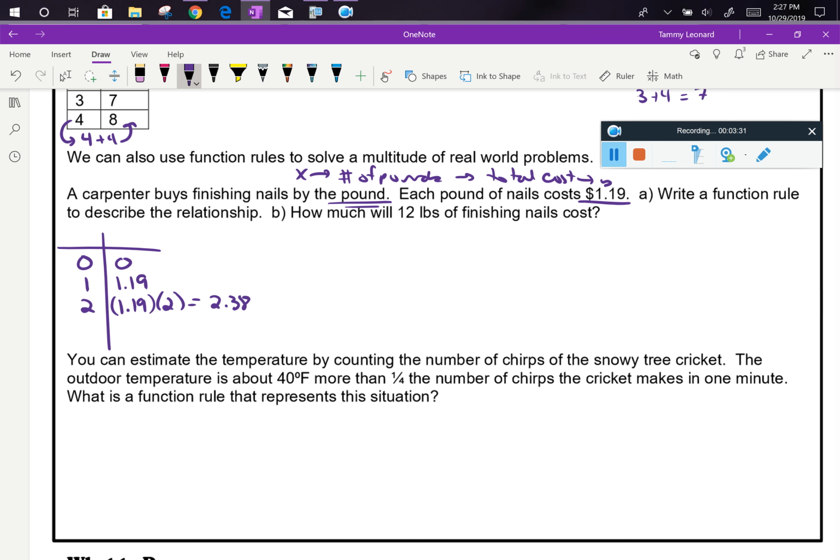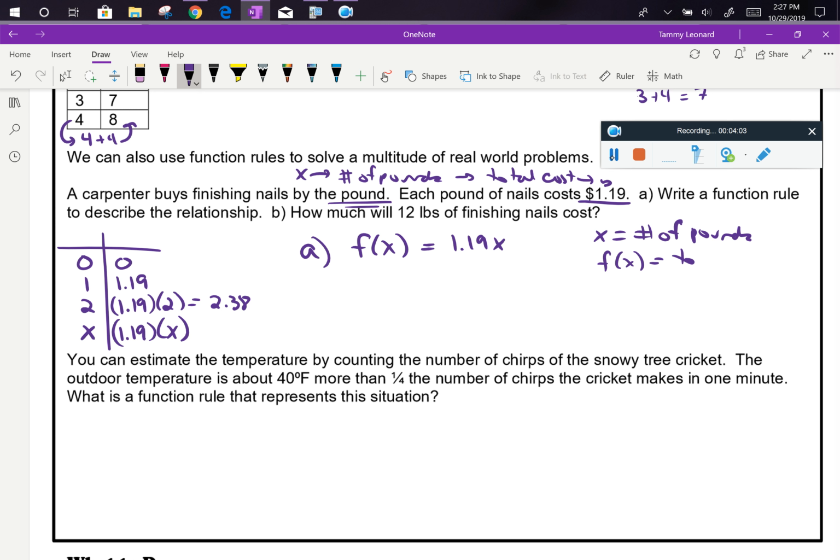So that lets us generalize a little bit. If I had X pounds of nails, I would take the $1.19 for 1 pound and multiply it by X pounds to get the total cost of buying all the nails. So when we go to write the function rule, we're going to say f of x, or you could use y, will be equal to $1.19 times x. X is the number of pounds, and f of x is the total cost.